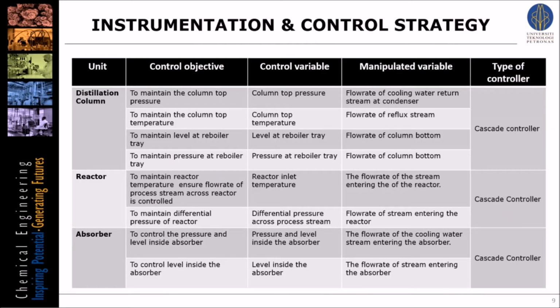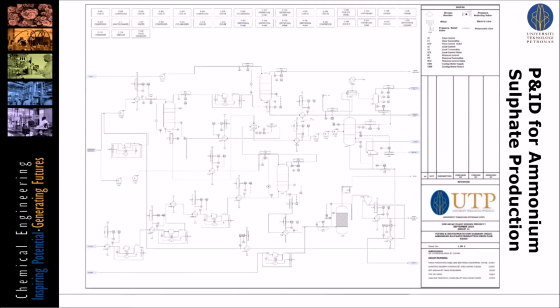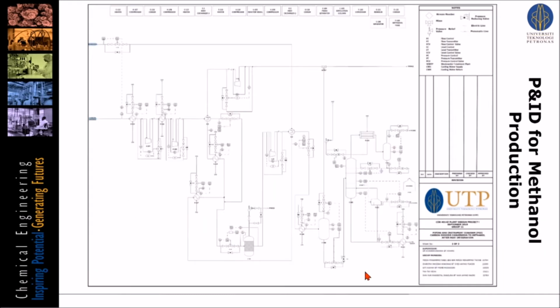All three of the next units use a cascade controller. The first one is a distillation column, where we want to maintain the top pressure, the top temperature, the level at the reboiler tray, and the pressure at the reboiler tray. Then we have a reactor to maintain the temperature as well as the differential pressure, and finally an absorber to control the pressure as well as the level inside the absorber. So now I will display the P&ID for ammonium sulfate production that uses the control strategy explained just now, followed by the P&ID for methanol production.